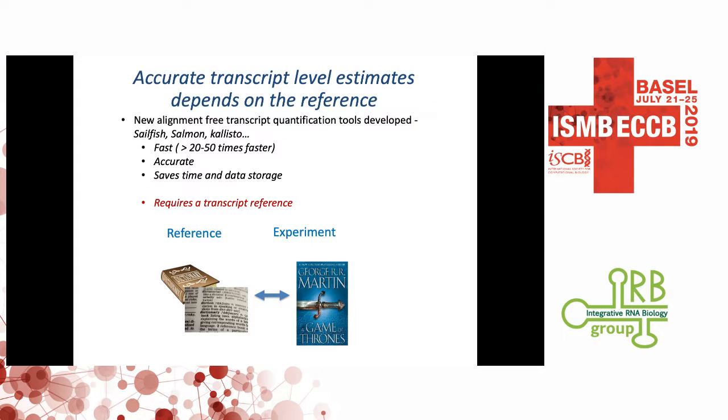In the past few years, new alignment-free quantification methods like Salmon and Kallisto have been developed. They are extremely fast, 20 or 50 times faster than the conventional tools, and they are also among the most accurate tools out there. They save time and storage, but the problem is that they do require a transcript reference. For those who are not familiar with this, a transcript reference is almost like a dictionary if you want to find which word appeared in your book and how many times.